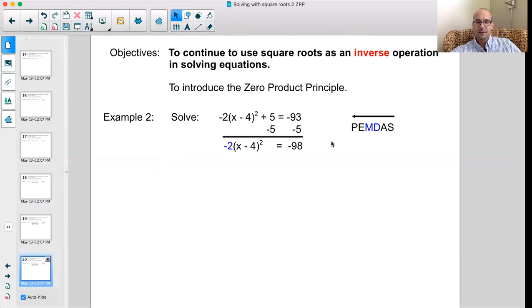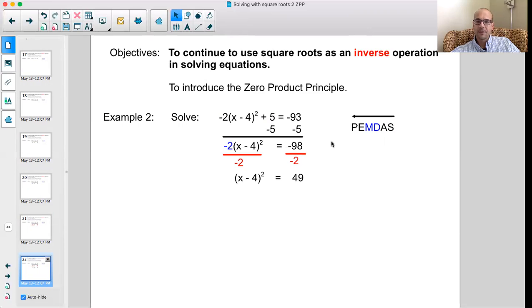We have to figure out how to use an inverse operation to get rid of negative 2 times. Sounds like a job for divided by negative 2. We'll do that to both sides of the equation. We should know what's left on the left-hand side because there's some canceling and everything else remains. So that's (x − 4)². And on the right-hand side, negative 98 divided by negative 2, negative divided by negative is a positive 49.